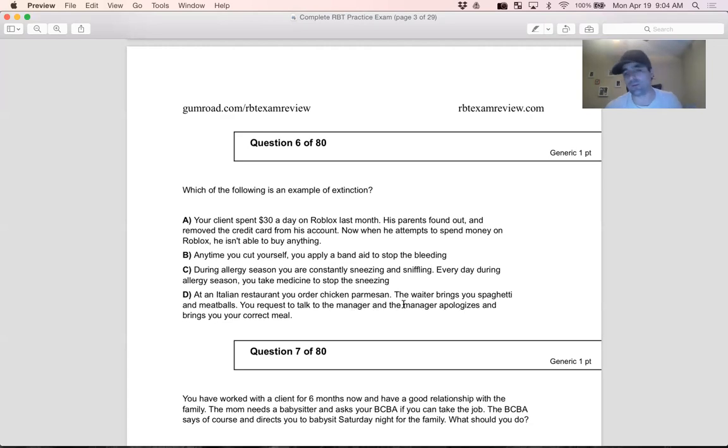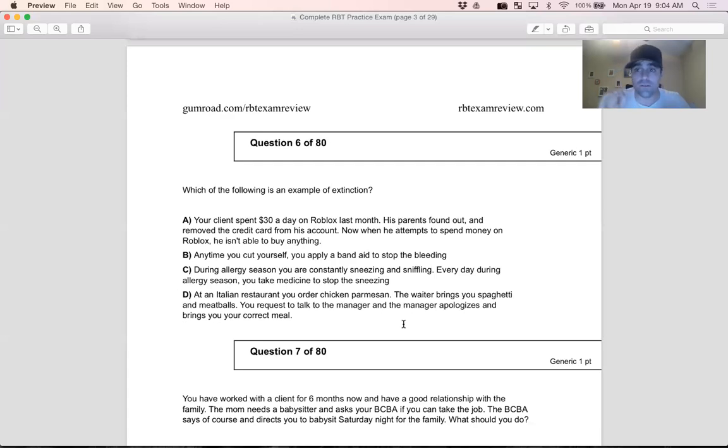We're not removing any reinforcement. There's no previously reinforced behavior. Okay, if anything, asking to talk to the manager was reinforced because you got a new meal. So it's pretty much the opposite of extinction, right? You ask to talk to the manager, manager apologizes, you get a new meal. Your behavior of asking to talk to the manager was reinforced.